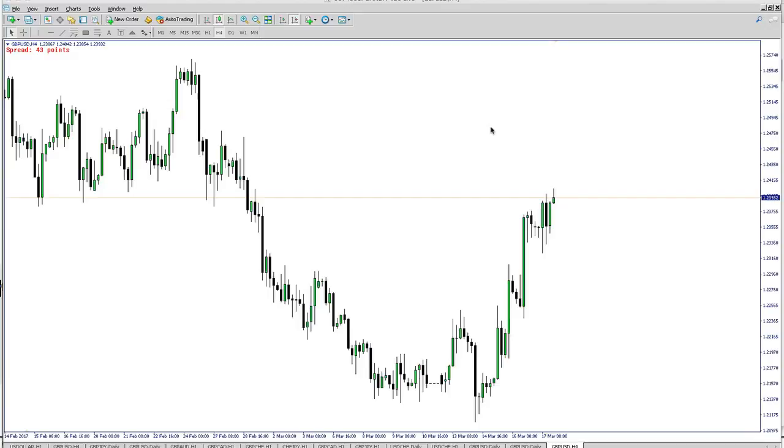Lately I've been looking at trading in the range. I'm going to show you kind of two types of ranges today.